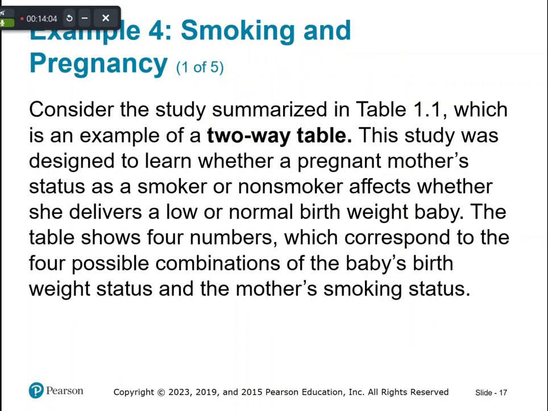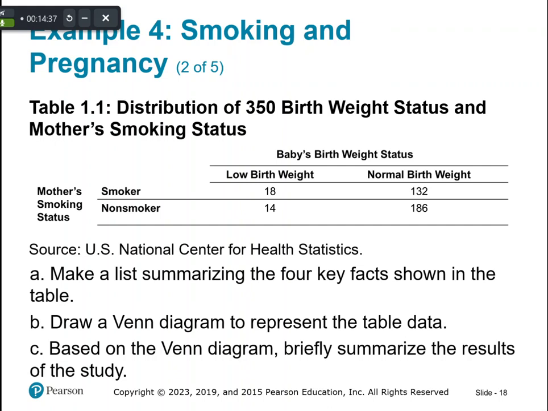All right, smoking and pregnancy. This is not a judgment. This is an example given to me from Pearson. Consider the study summarized in table 1.1, which is on the next slide. It's an example of a two-way table. I'll show you when we get there. This study was designed to learn whether a pregnant mother's status as a smoker or non-smoker affects whether she delivers a low or normal birth weight baby. The table shows 4 numbers, which correspond to the 4 possible combinations of the baby's birth weight status and the mother's smoking status.